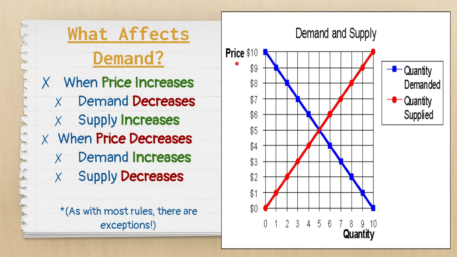Now, if we increase price, demand would go down to 1, 2, or 3. But supply would go up because remember, when price increases, so will supply. When price decreases, supply will go down. And then you have demand working opposite of price. So as price goes up, you're going to see demand is very low. As price goes down, you're going to see demand is very high.